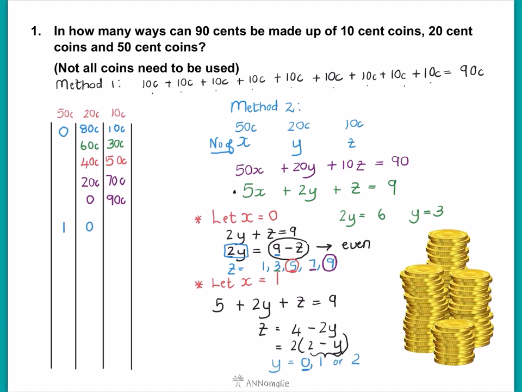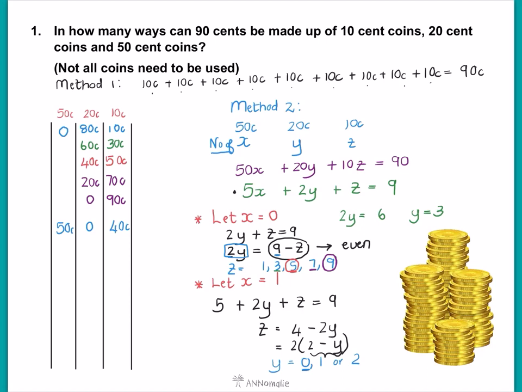And let's look at the equation. Let's sub that in: 2 minus 0. So z equals 4 because that will be a 0. So that means I've got 4 10-cent coins, which results in 40 cents. So I've got 150 cents. So let's change this to a 50 because I've got 50 cents. And that makes 90 cents.